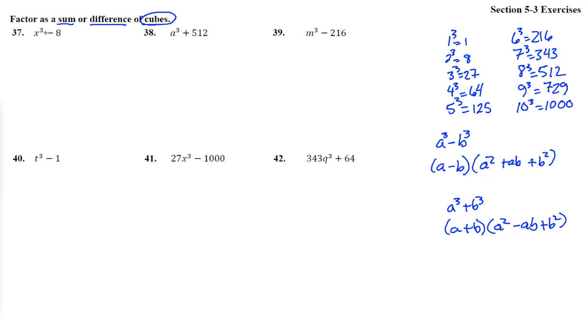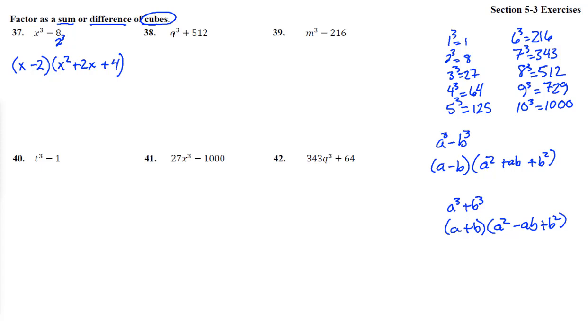All right, let's do it. So in this case, this is x cubed minus 8. And 8 is the same as 2 cubed. So this says that our a is x and our b is 2, and we're in subtraction. So we write down x minus 2, and then a squared, so that's x squared, plus ab plus b squared, which is 4. There we go.